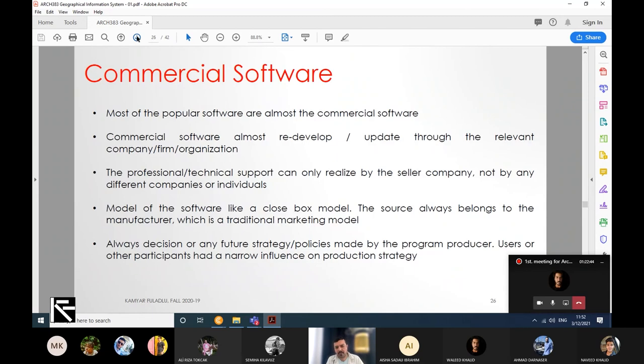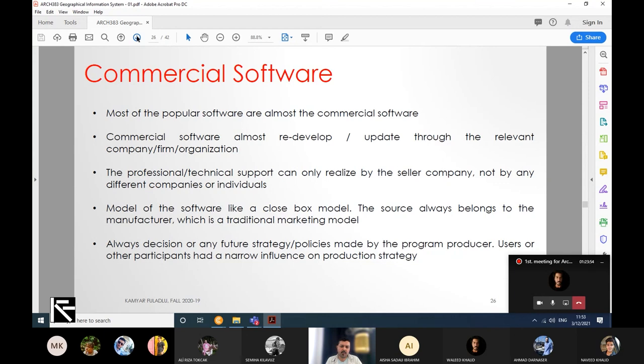There are some benefits for commercial, and there are some advantages or disadvantages. Both of them have some advantages and disadvantages. Of course, most of the popular software are commercial software, such as our course software, such as Microsoft Office, such as Autodesk AutoCAD or Autodesk Architectural CAD, Revit, Rhino, or Lumion, I think even. These are all well-known things that are commercial. The commercial software is always developed and redeveloped through the relevant company, organization, or firm. They have very professional support, which is mainly provided by the seller company or by the developer company.